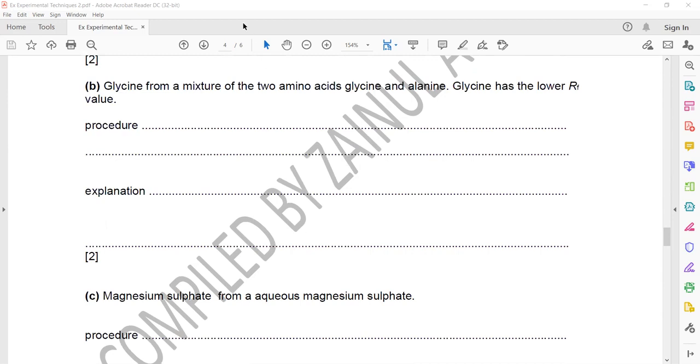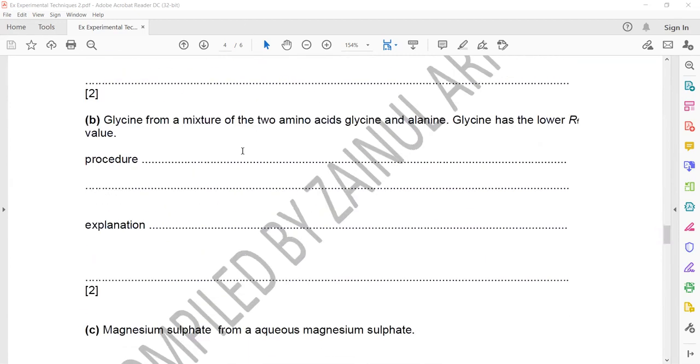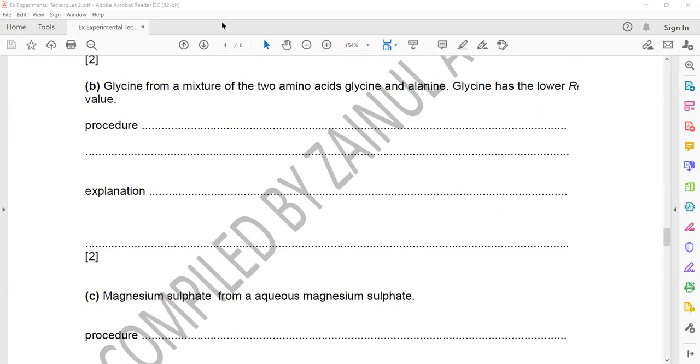Okay, moving on to the next question, 3 part B. Again, there are different types of amino acids. Separate glycine from a mixture of 2 amino acids, alanine and glycine, where glycine has a lower RF value. There are 20 types of amino acids, but we have a mixture of 2, and they mention one of them has a lower RF value. So which procedure can we use?